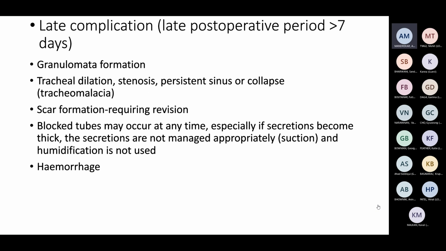Later complications, which happen after 7 days, include granuloma formation, which is usually due to the stasis of secretions and chronic infection. That could cause granulation tissue, and that could also lead to stenosis. Sometimes these granulomas can also bleed, leading to hemorrhage. And of course, if the patient is not being handled well in ICU, getting the right care, which includes humidification and continuous suctioning, secretions could become thicker and block the tubes.